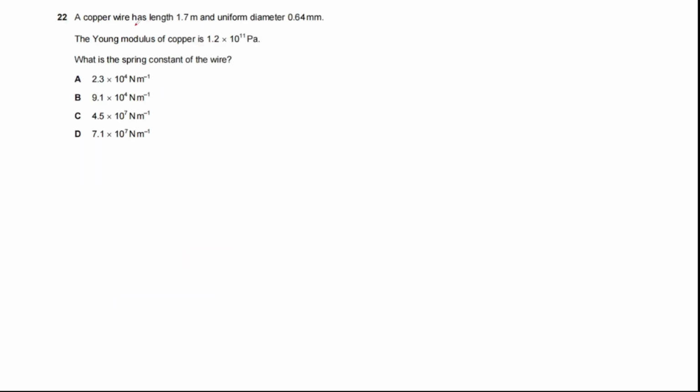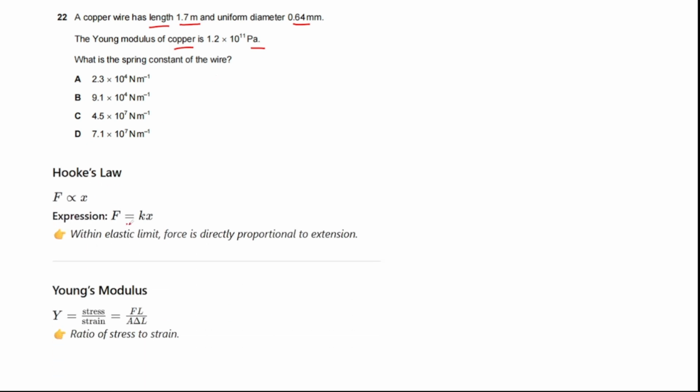Question number 22. A copper wire has a length 1.7 meter and uniform diameter 0.64 millimeter. The Young's modulus of copper is 1.2 times 10 to the power of 11 pascals. What is the spring constant of the wire? So the Hooke's law is F equals Kx, where x is the extension, and the Young's modulus formula is Y equals FL divided by A delta L. F is representing the force, L is the actual length, A is the area of cross section, and delta L is the change in the length or the extension.